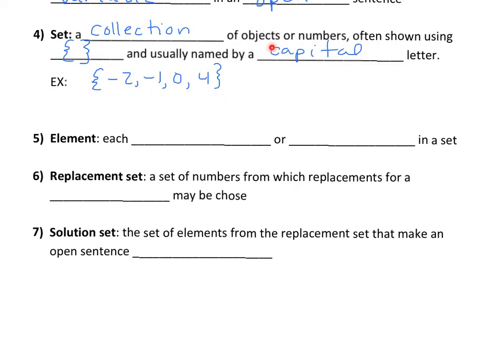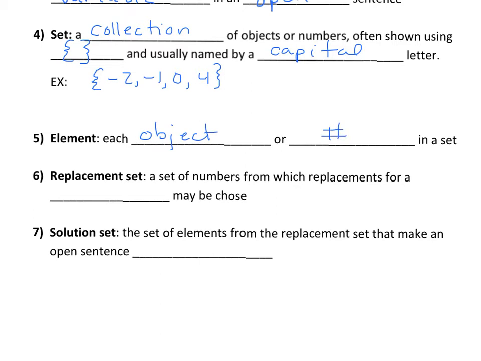Now notice that it does say objects here as well. So we've got numbers and objects. So the objects could be like, I could have a set of squares, rectangles, smiley faces, triangles. You could put all kinds of shapes in there, okay? It doesn't have to be numbers. However, we're primarily going to be working with numbers. All right, an element. Each object or number in a set.